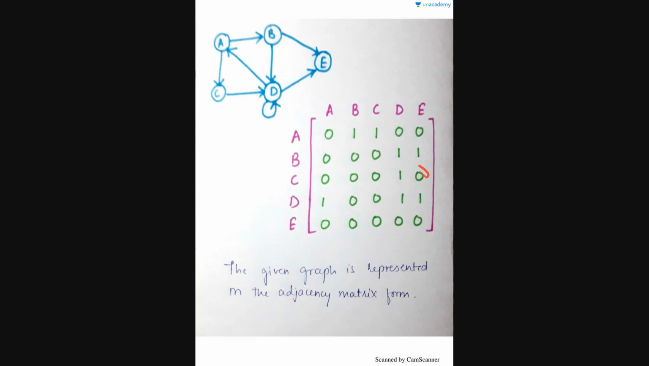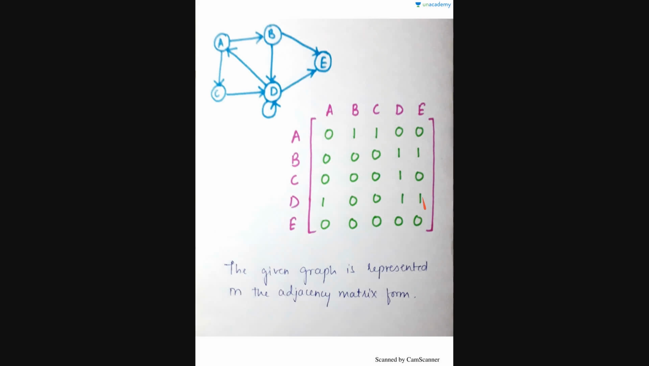Then D to A. D to A, yes. We have the edge from here to here. So this is 1. Then D to B. D to B also there's an edge, but it's in the different direction. So it has to be 0. Then D to C. D to C we have this, but it's in the opposite direction. So again it has to be 0. Then D to D. Yes. Here we have this self loop. So 1 has to be written over here. Then D to E. Yes, D to E also there's an edge. So D to E will be 1.